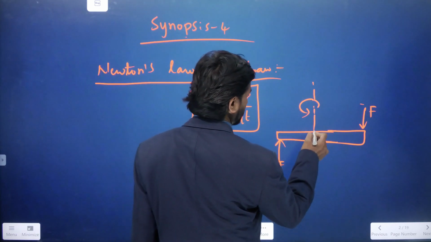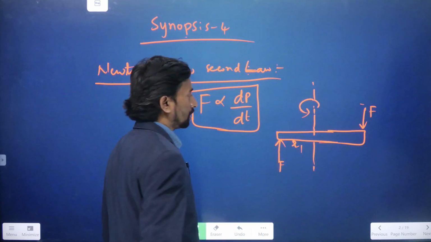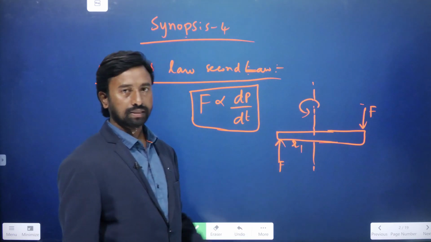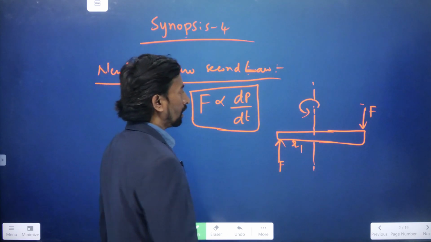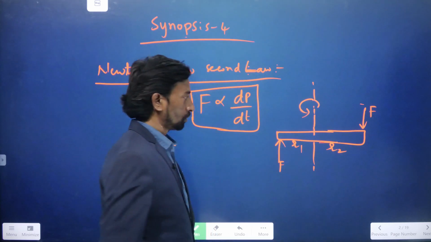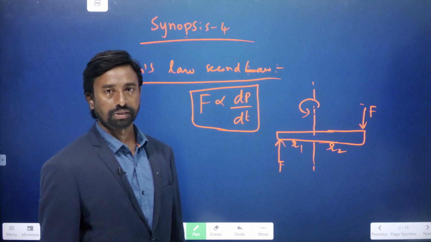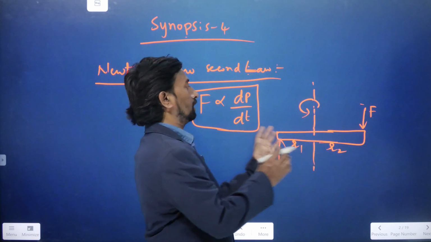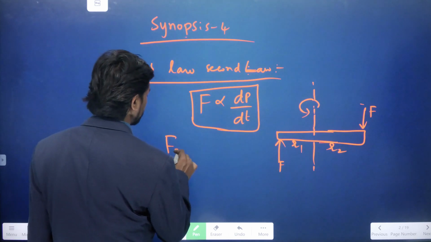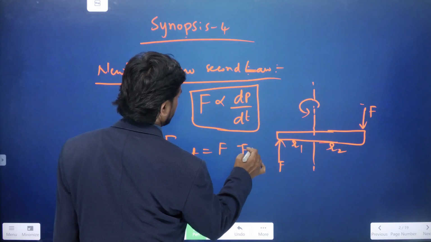Suppose we take a body, a uniform rod. At a distance r1 from the center of the body, one force F is acting. And at the other end, at a distance r2 from the center, a force of equal magnitude is acting in the opposite direction. When they act, rotation of the body takes place. The net force acting on the body is F minus F, which is 0.